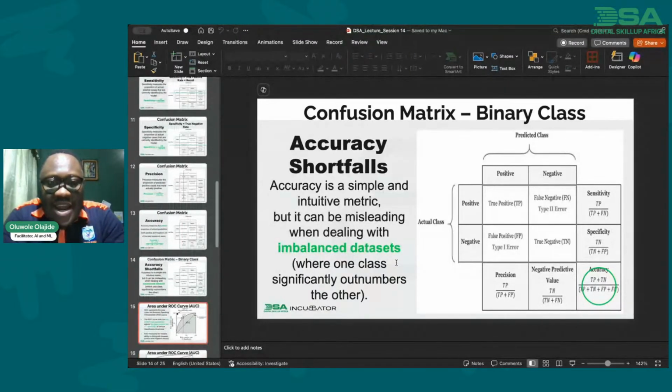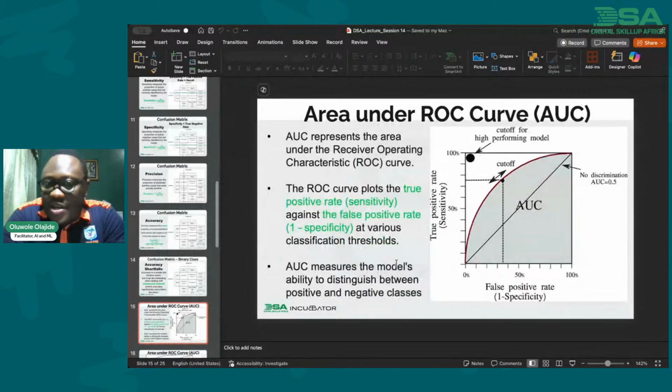Now I go to what we call the area under the ROC curve. Anywhere you hear AUC, or you see somebody say AUC-ROC, it's talking about the area under the receiver operating characteristic curve. What is it plotting? Your true positive rate, which is your sensitivity, against your specificity at various classification thresholds. I hope you are understanding what I'm saying. So what does it measure? It measures the model's ability to distinguish between positive and negative classes.